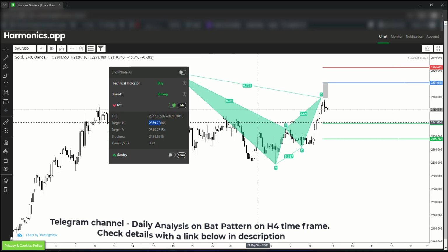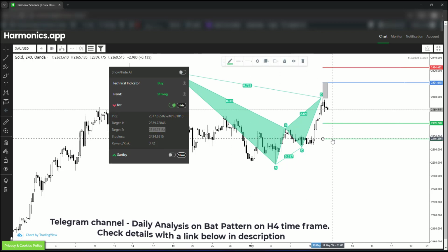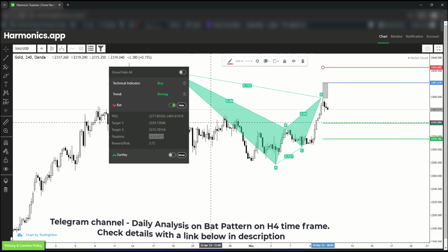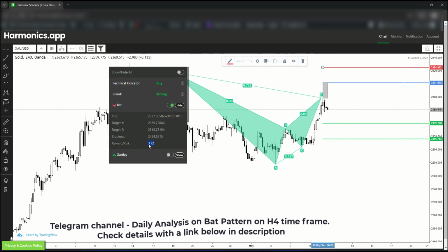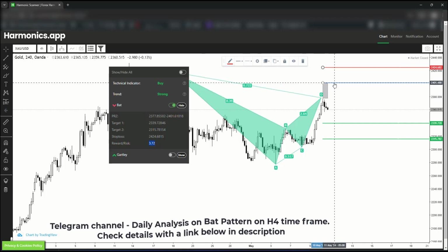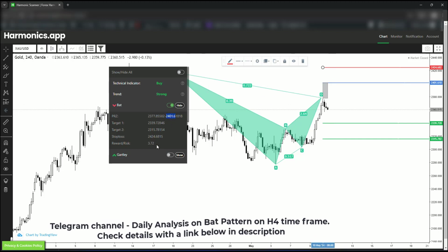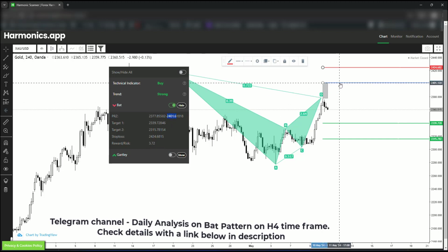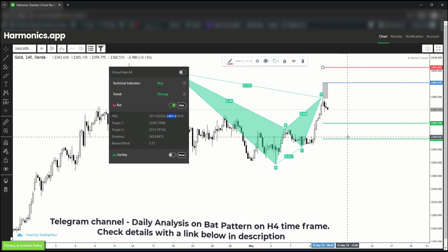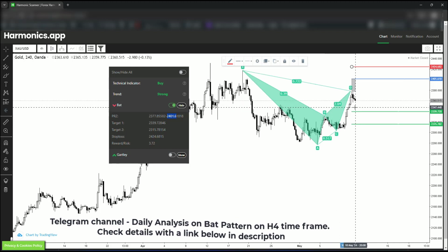Then we have target 1, which is visible here. Then we have target 2, which is visible here with the green line. We have a stop loss, which is a red line, and then we have risk to reward. If you enter at this level, 2401, it will be 3.72, which means the risk is 1 and you get a reward of 3.72 against the risk, which is great information.